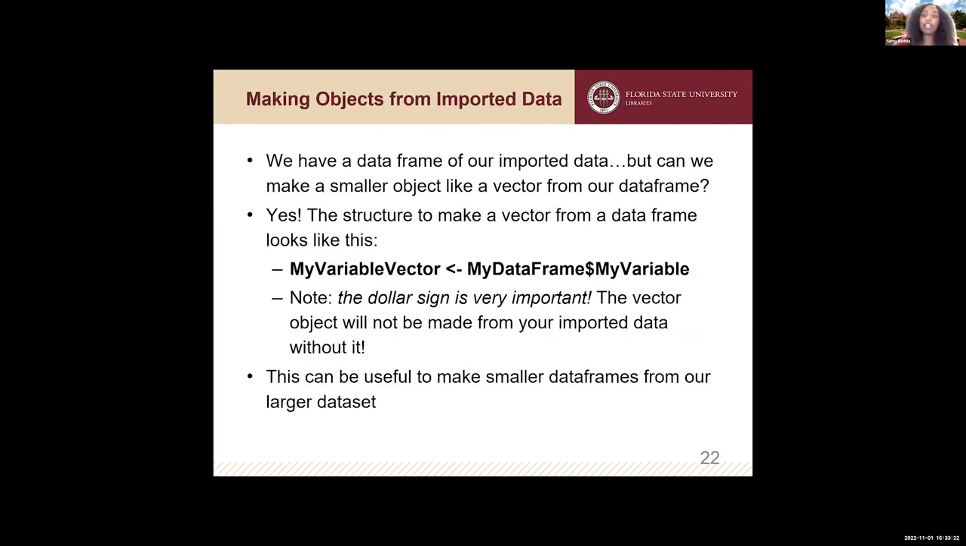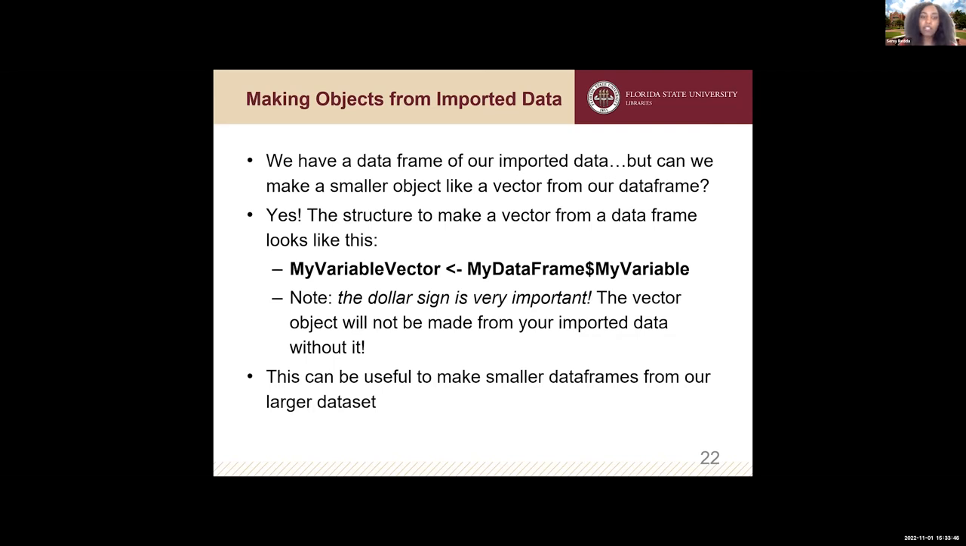Once you have your imported data, you might also want to make vectors out of your newly created data frame. So we talked earlier about how to make a bunch of vectors and then combine them into one data frame. Now we're going to talk about how to take a data frame and break it up into smaller vectors. The way you do that is by creating an object with the same format we've been using, less than dash, same exact format.